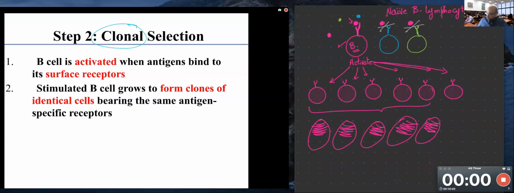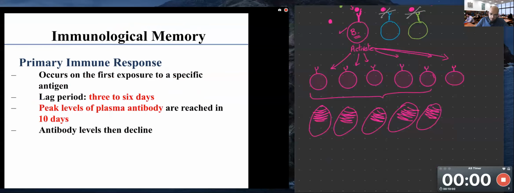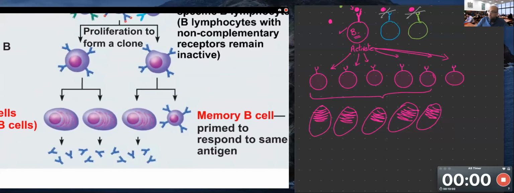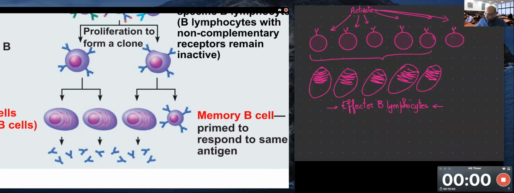So, a major number of those clones will become what we call the plasma cells. Those are my effector cells, effector B lymphocytes. Those are the ones that will have an effect, effector B lymphocytes or plasma cells. Those ones, how would they be conducting their effect?